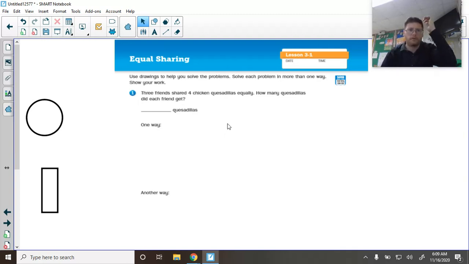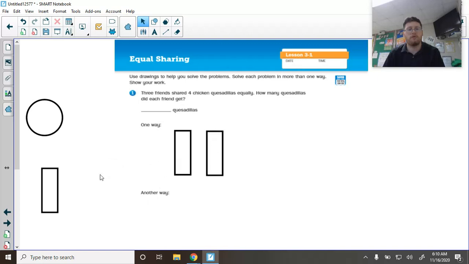So problem 1, use drawings to help you solve the problems. Solve each problem in more than one way. Show your work. So again, we have a circle because we're dealing with chicken quesadillas, and we have people. All right, so it says 3 friends. 1 friend, 2 friends, 3 friends shared 4 chicken quesadillas equally.